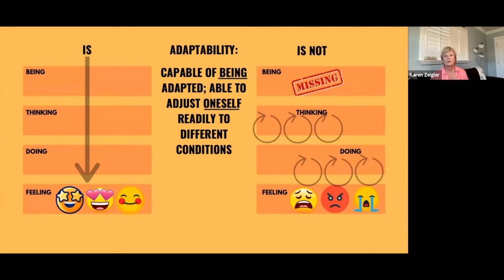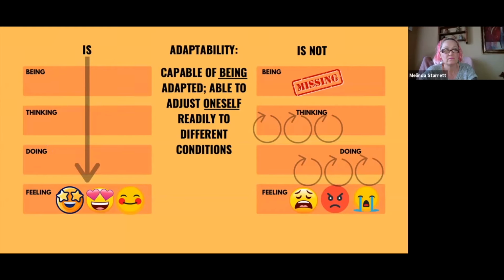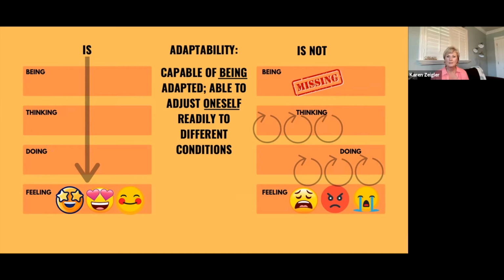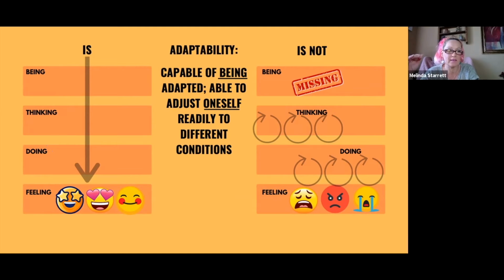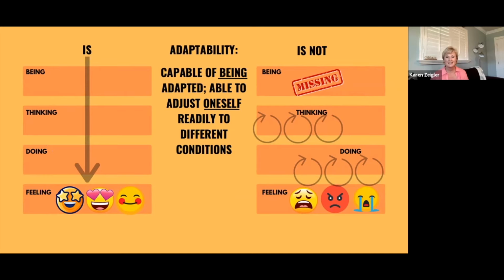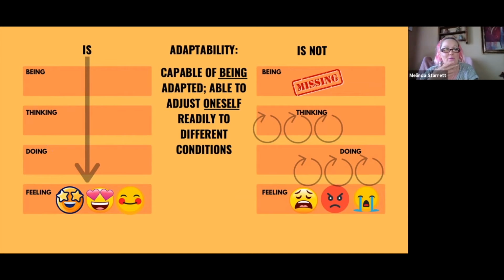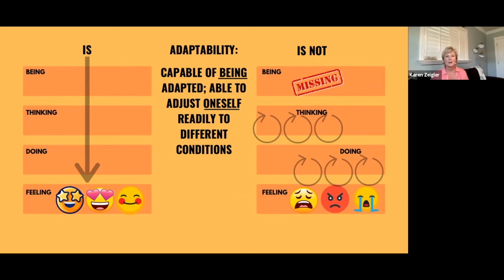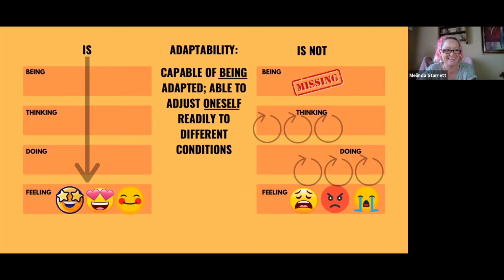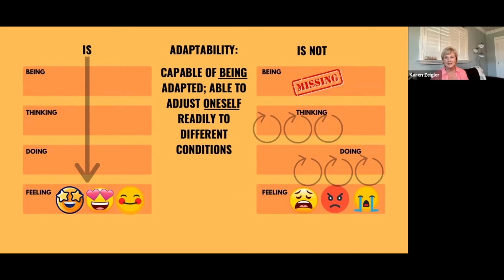Which kind of brings us to our thinking. When you're adaptable, what kind of thinking is going on? Anyone? For me, it's being present and being calm. Okay, those are more being things. So you want being present and being calm. Yeah, thinking positively, right. Thinking positively is a great one.